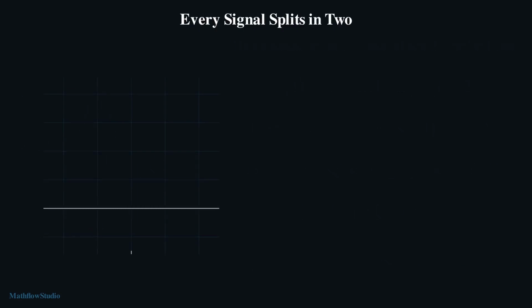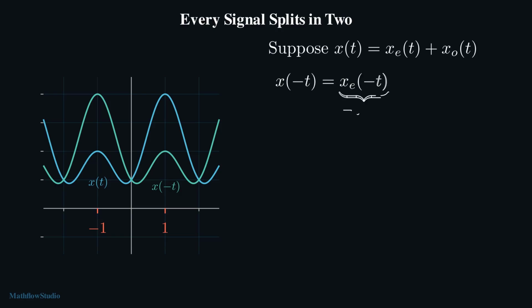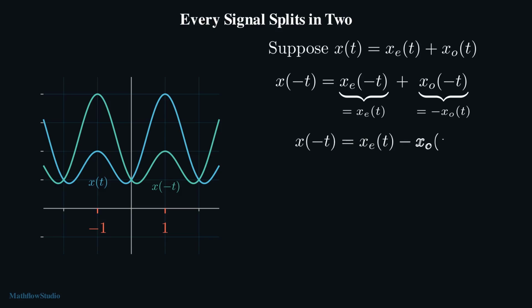The claim to be derived is that every signal, whatever it looks like, is a sum of an even signal and an odd signal. Suppose such a split exists, and write it down. Reversing time in that equation leaves each part to be identified under its own brace. The even part is unchanged, and the odd part changes sign, so the reversed signal is the difference of the same two parts.